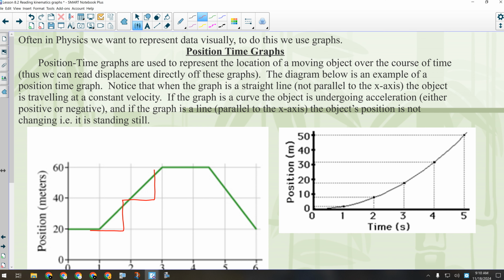Okay, so what's the object doing between 3 and 4.5 seconds? Standing still, staying at the same position. What is it doing between 4.5 and 6 seconds? Going backwards. Still constant velocity? Yes. In which part is it going faster? Between 1 and 3 or between 4.5 and 6? 4.5. How do you know? Because it moved further in a shorter amount of time. Actually, it moved the same distance in a shorter amount of time.